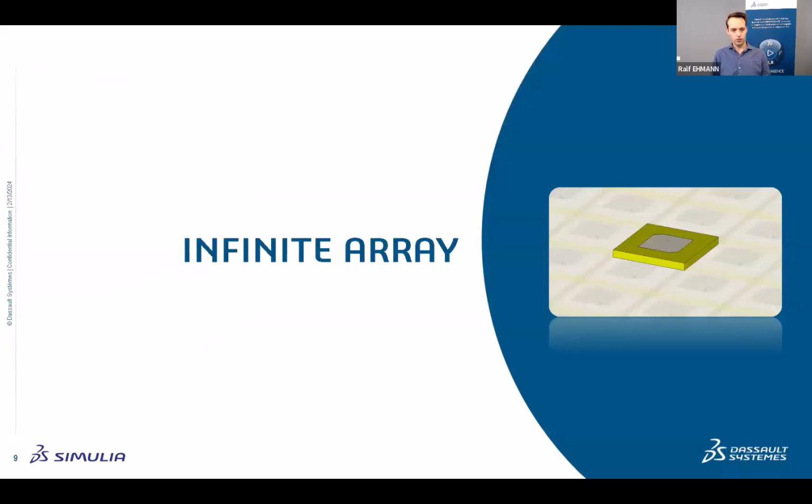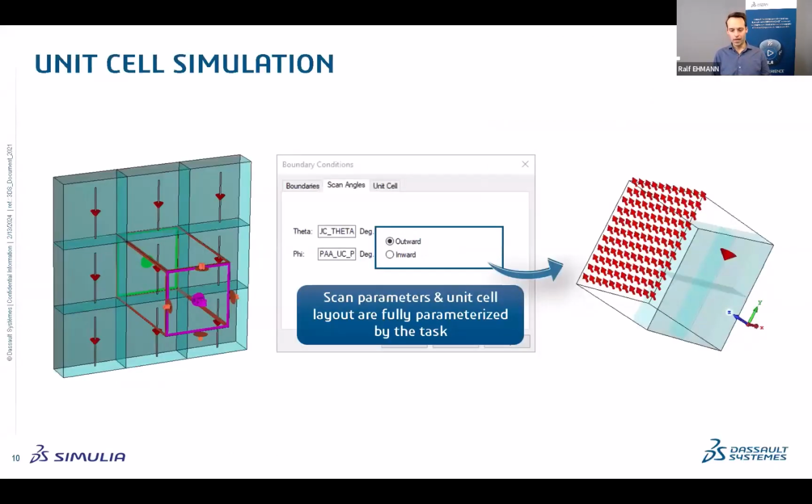So let's quickly talk about the infinite array. In this case, we are making use of Floquet modes, and I think those of you with a background in arrays would be well familiar with the subject. So the point is that the array task sets everything up for you. It's completely parameterized, sweeping over the scan directions of the fundamental modes and getting the right phasing. All of this is automatically done.